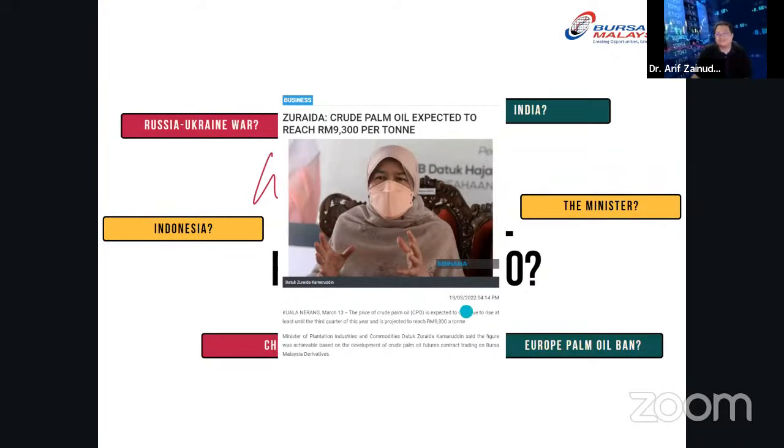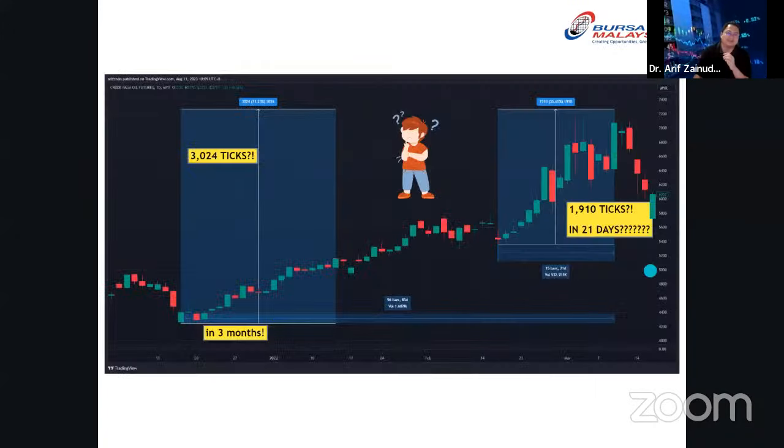It can be. You probably heard about Indonesia as well, making announcement that they are banning FCPO. Those are the things that may or may not affect FCPO. For example, the minister's press statement that FCPO is going to be reaching 9,000 ringgit and stuff, that doesn't really affect the movement of FCPO lah. But we're going to be looking in further detail at all the fundamental factors that are affecting FCPO.